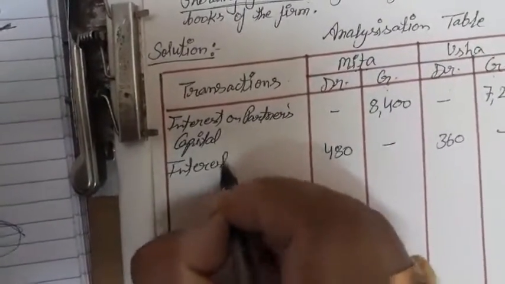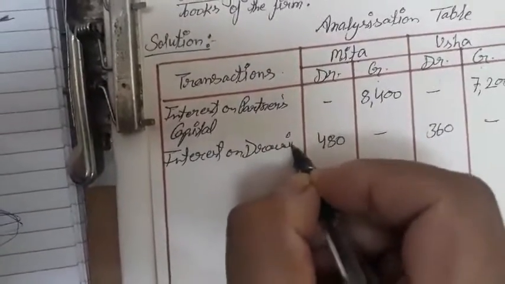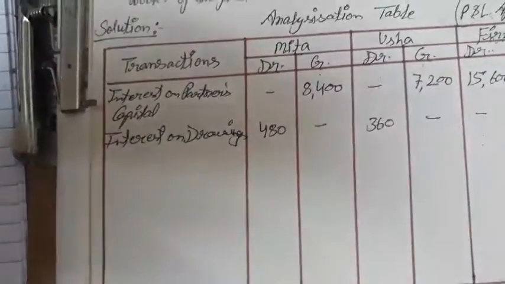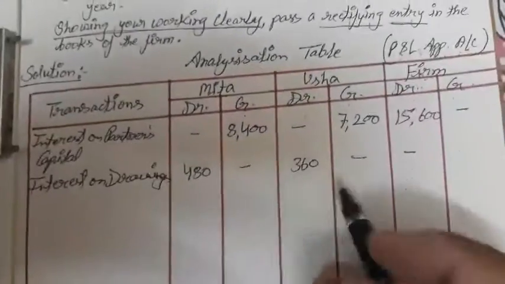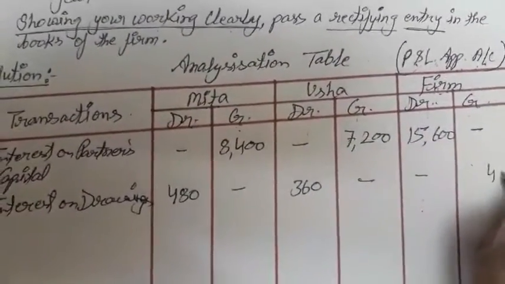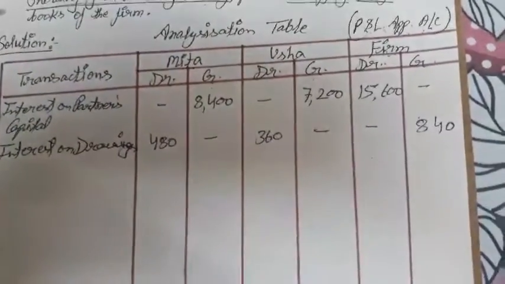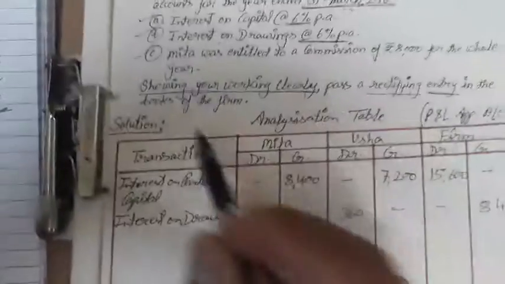Interest on drawings. It is clear. So the total of this is 40,840 rupees. Okay. Last one.